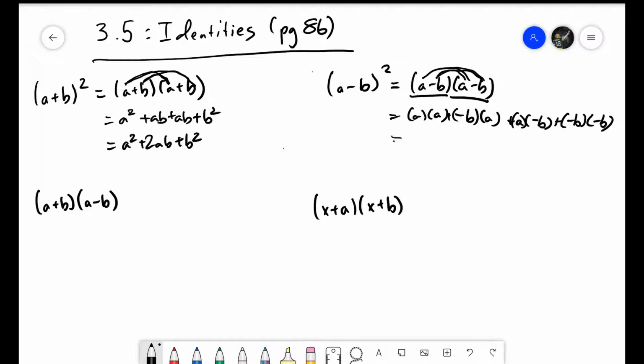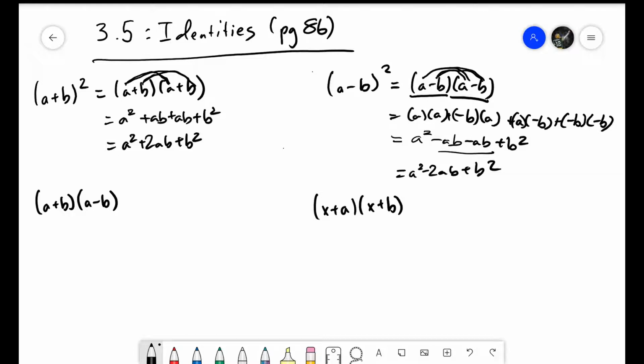Then this becomes a times a is a squared. Negative b times a is negative ab. Negative b times a is another negative ab. And then negative b times negative b is plus b squared. Then combine these two terms and you get a squared minus 2ab plus b squared.